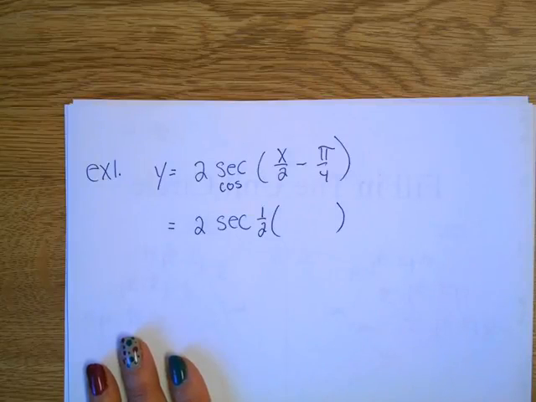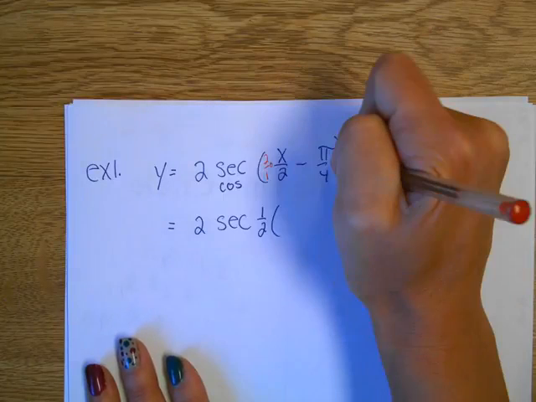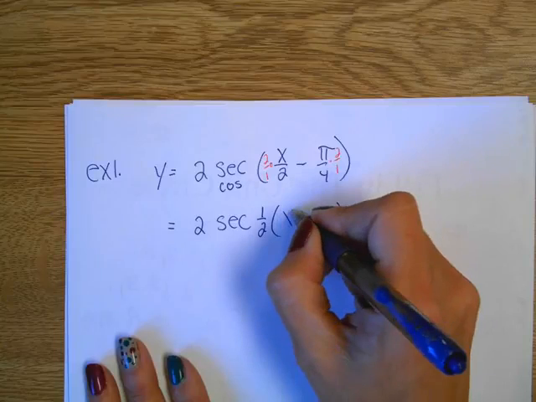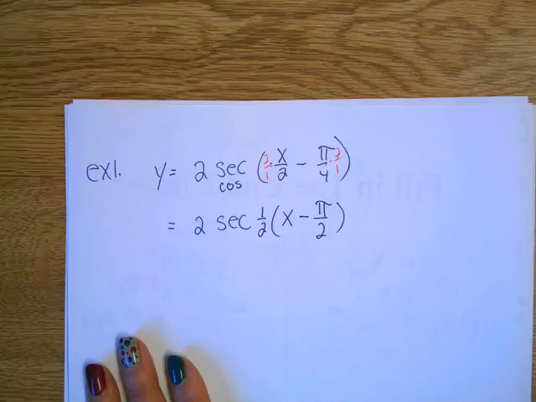Divide the 1/2 out is the same as multiplying by 2. So if I multiply by 2 here, and I multiply by 2 here, we got ourselves a solid x minus pi over 2.